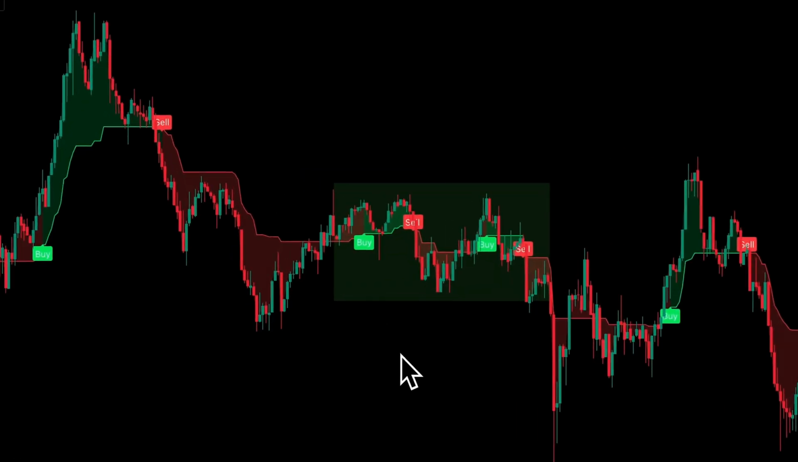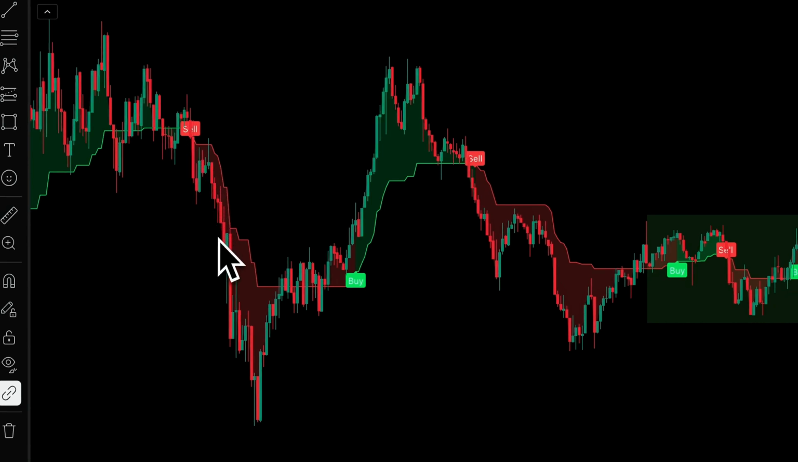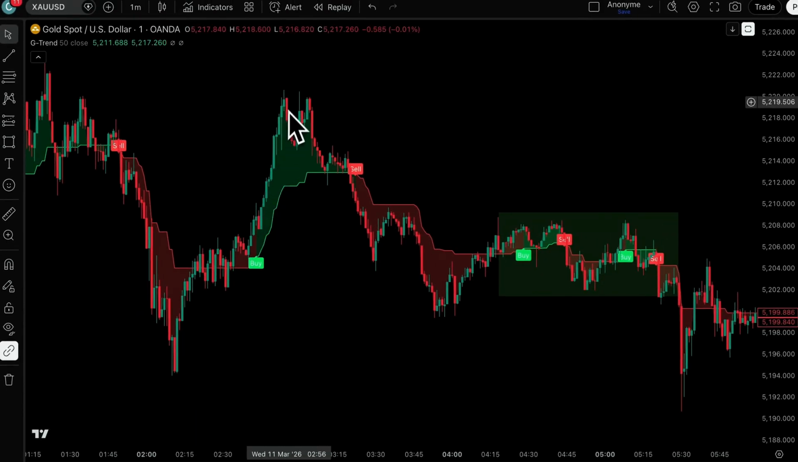First, remember that it's very effective when the market is trending. You can see here a downtrend. You get an excellent trade signaled right at the top for a sell. Same here, trend reversal, a great buy signal given here with a nice profit potential.